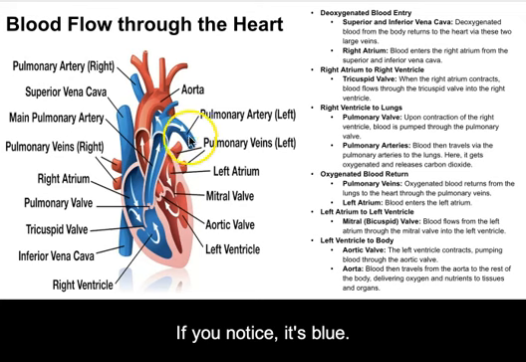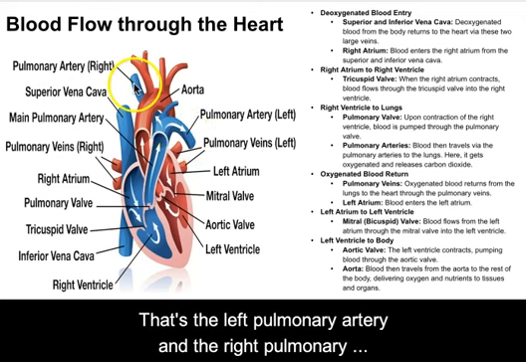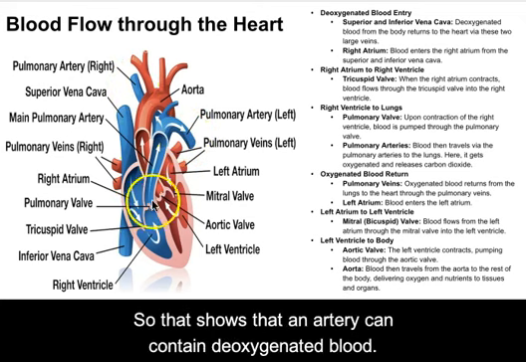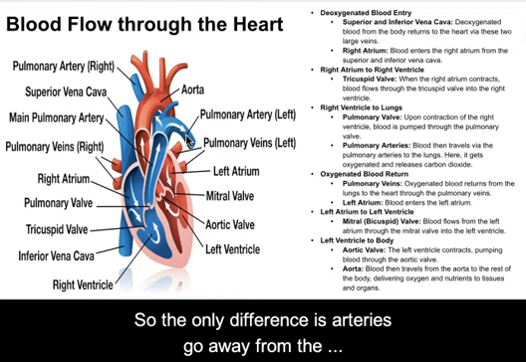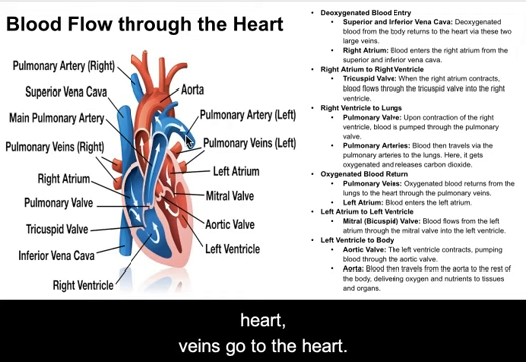If you notice, it's blue. That's the left pulmonary artery and the right pulmonary artery, right? And that shows that an artery can contain deoxygenated blood. So the only difference is arteries go away from the heart, veins go to the heart.